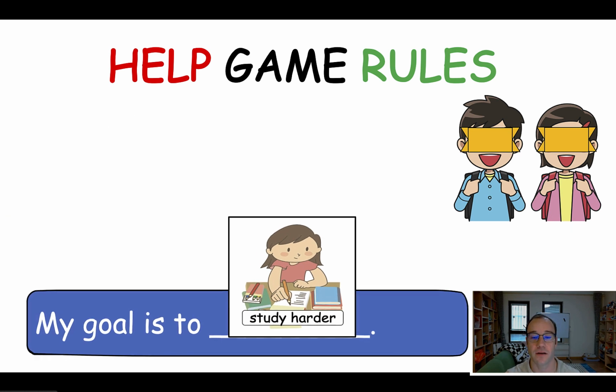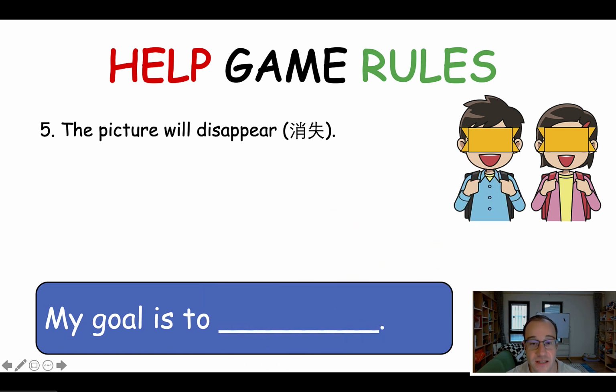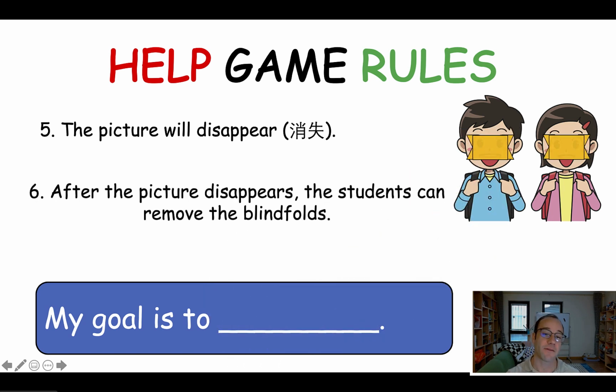Be very quiet, okay? Next, the picture will disappear. After the picture disappears, the students can remove the blindfolds.